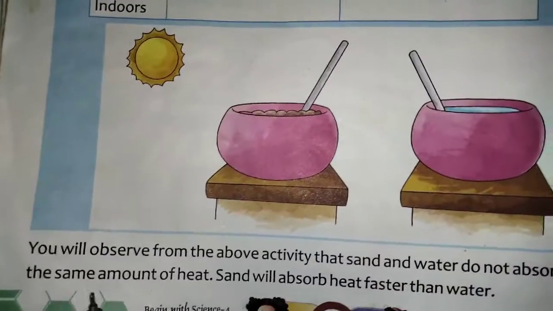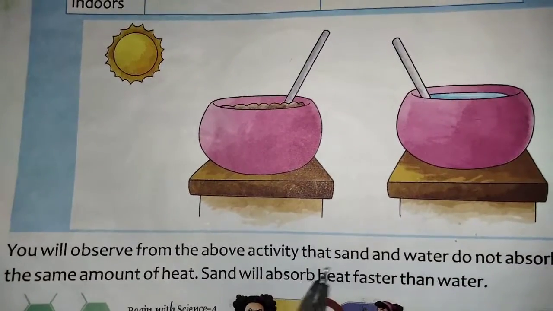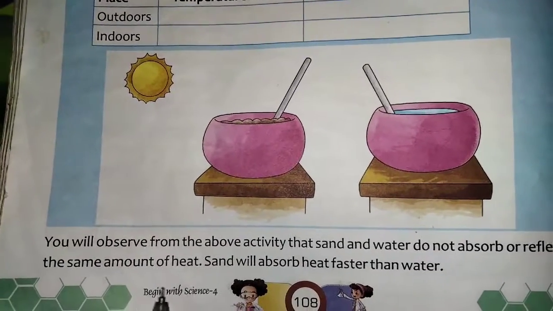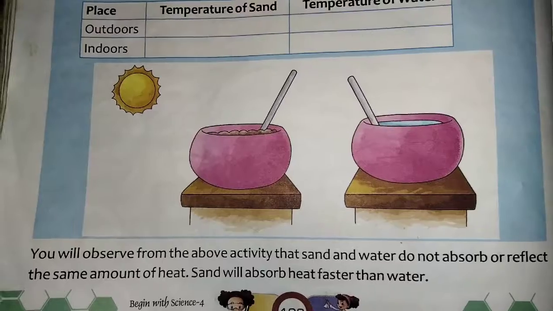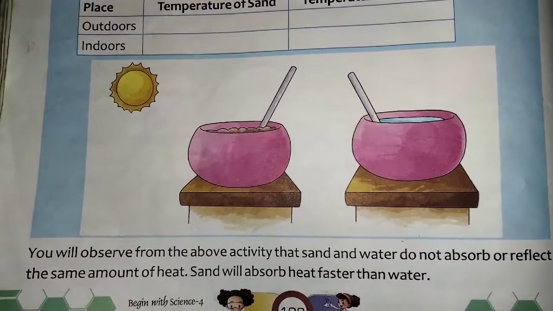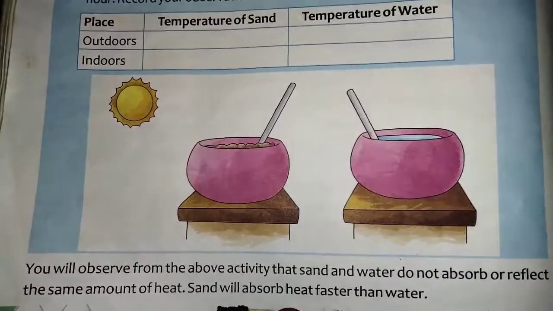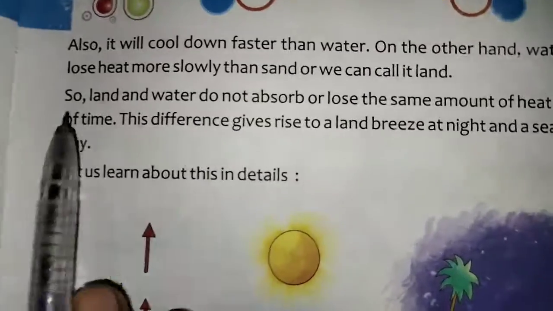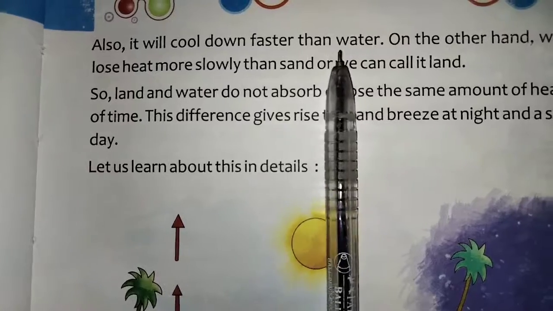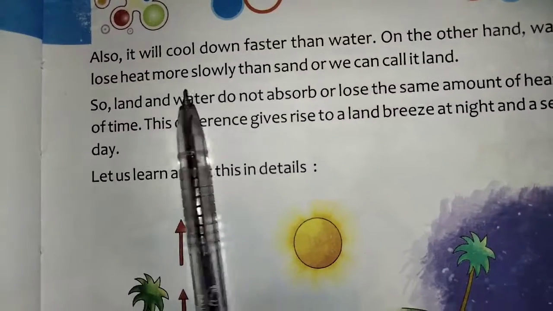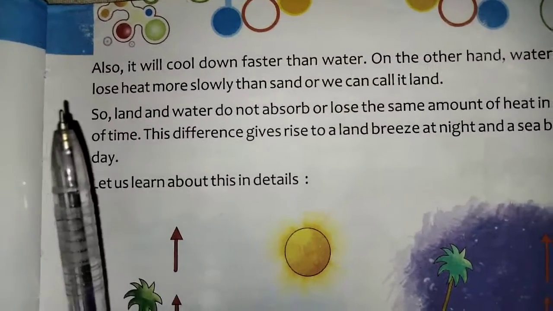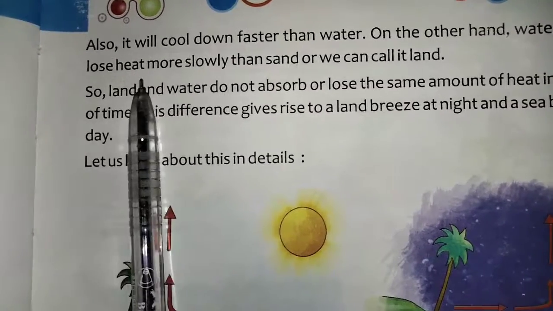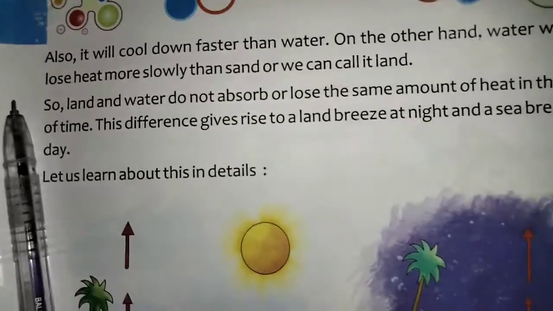Now next, you will observe from the above activity that sand and water do not absorb or reflect the same amount of heat, and sand will absorb heat faster than water. Also it will cool down faster than water, means sand temperature will be high when it is in sunlight, and when it is in shadow inside, it will become cool very fast.